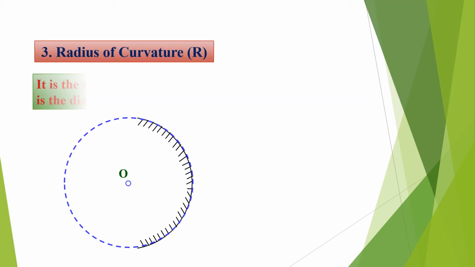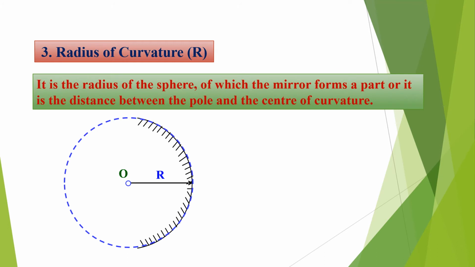Radius of curvature: it is the radius of the sphere of which the mirror forms a part, or it can also be defined as the distance from the center of curvature to the pole of the mirror.